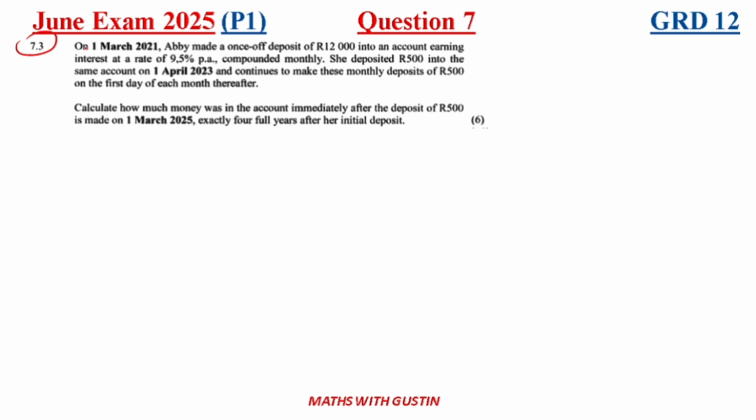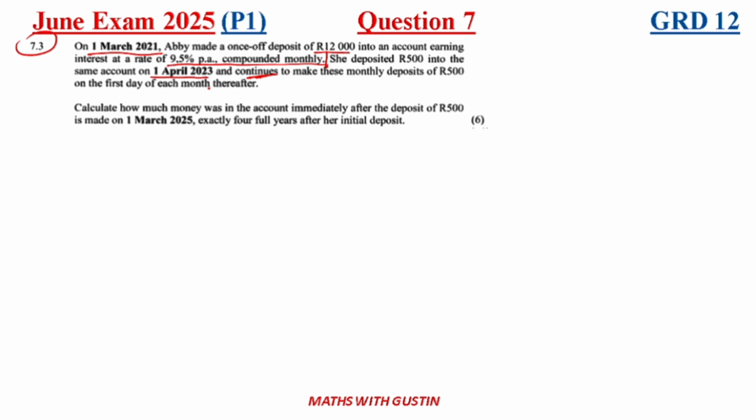Here it says on the 1st of March 2021, Abby made a once-off deposit of 12,000 into an account earning an interest of 9.5% compounded monthly. So this is our first statement up until this point, and then she said she deposited 500 into the same account on the 1st of April continuously, keyword here, continuously, making a deposit of 500 on the first day of each month thereof.